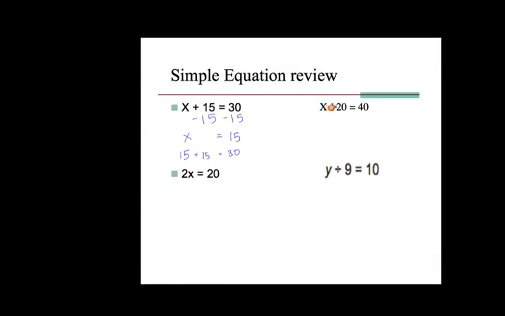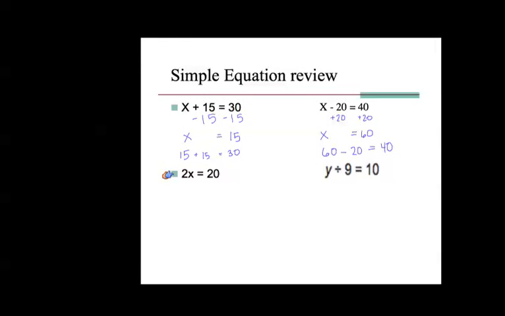15 + 15 is equal to 30. x - 20 = 40. The inverse operation of subtraction is addition. So if you add 20, you're going to just get x on this side, add 20 to this side to solve x = 60. And again, if you plug in your value for x, subtract 20, you get back to your original answer.